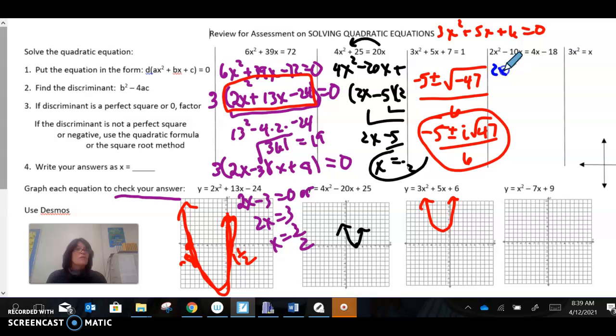This next one, 2x squared. I'm going to subtract 4x from the 10x and get negative 14x. I'm going to add 18 over here, okay? And then I think I'm going to take a 2 out and make that a little easier. X squared minus 7x plus 9. And see what you do with that. We'll continue with the next video. Okay? Try it yourself for a second, then come back to video 2.